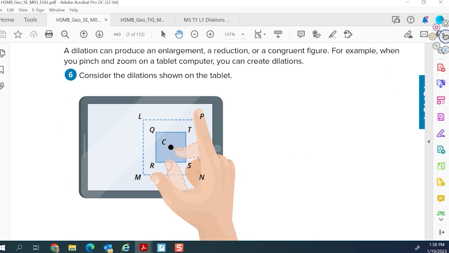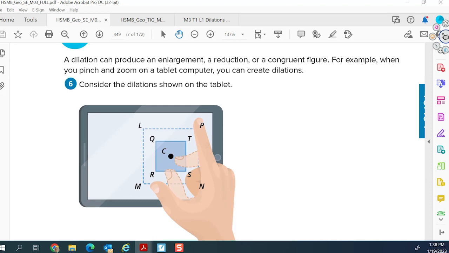A dilation can produce an enlargement or reduction or a congruent figure. So these are 3 things that can happen with a dilation. It can get bigger, it can get smaller, or it can stay the same, right? For example, when you pinch and zoom on a tablet computer, you can create dilations. I know that typically you can also rotate it as well, and you have some flexibility in how you change an image or something on a tablet. Okay, we're assuming that we're just kind of making it bigger or smaller. We're not rotating it at all.